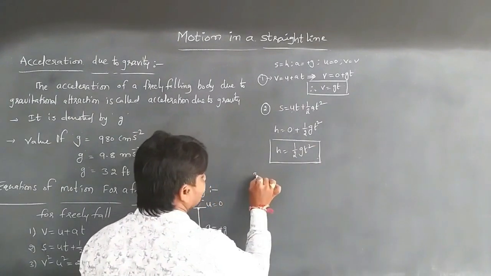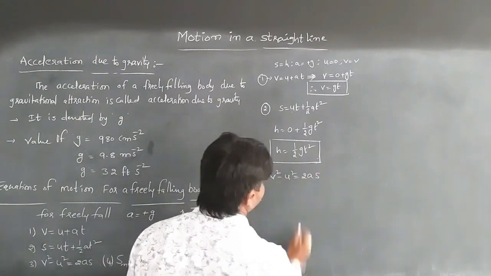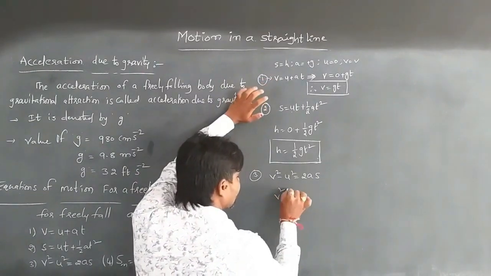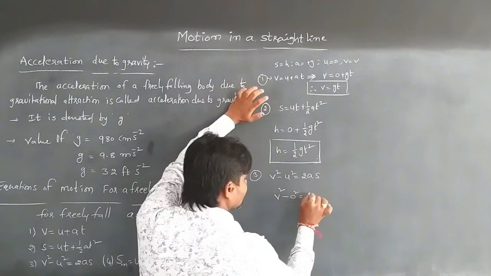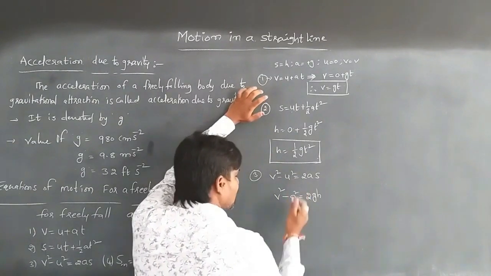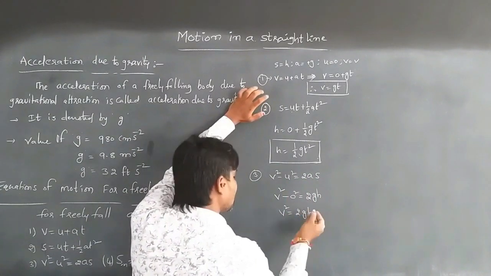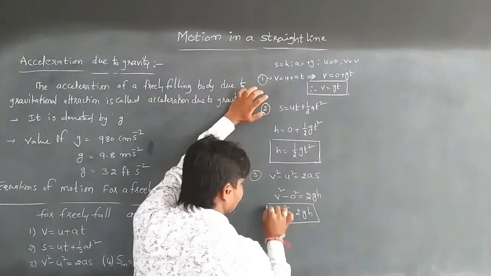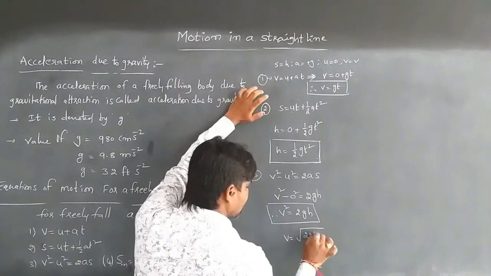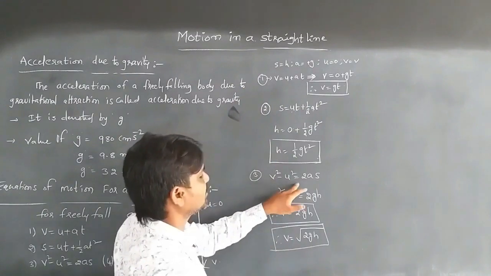In the case of the third equation of motion, v square minus u square is equal to 2as. Here we have v square minus 0 square is equal to 2g, with s is equal to h and a is equal to g. From that we can write v square is equal to 2gh, and also v is equal to root 2gh. These two equations can be written from v square minus u square is equal to 2as.